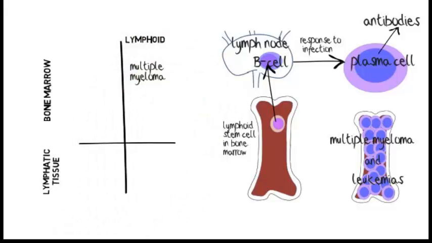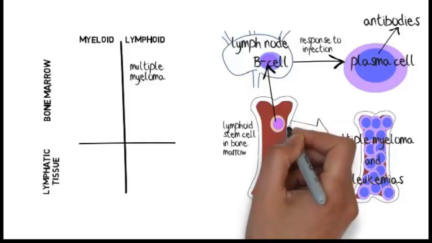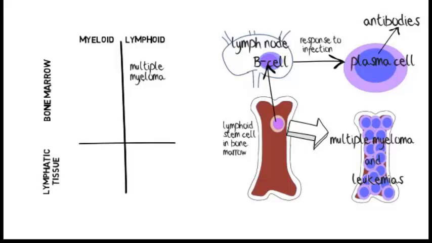Let's add that to our chart. Multiple myeloma can thus arise when there is a mutation in a lymphoid stem cell that causes that cell to mature all the way to being plasma cells without ever leaving the bone marrow and without needing an infection to fight. The cancerous plasma cells in multiple myeloma are thus mature.